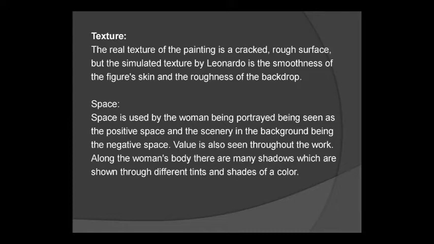And last but not the least is the space. The space is used by the woman being portrayed being seen as the positive space, and the scenery in the background being the negative space. Value is also seen throughout the work. Along the woman's body, there are many shadows which are shown through different tints and shades of a color.